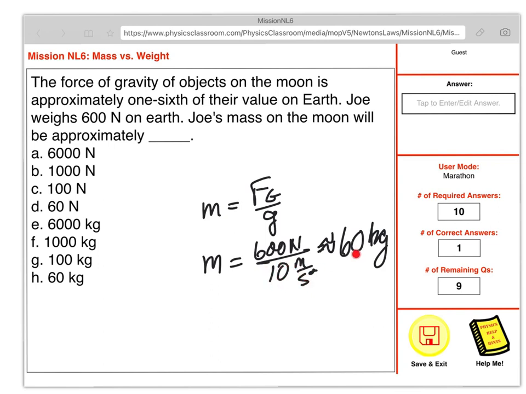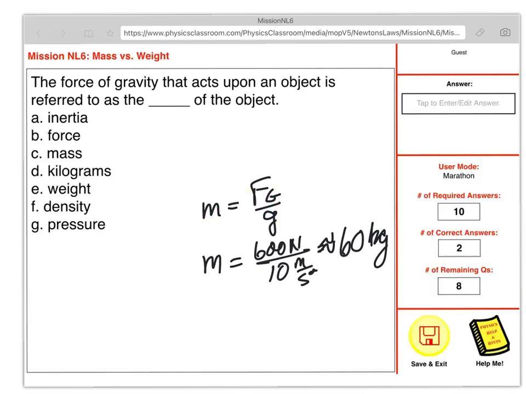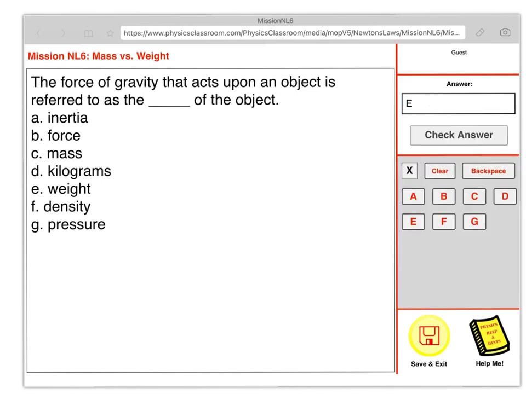And if I use 9.8, it comes out a little bit bigger than 60, but it says approximately. So I just use 10. I don't have to use my calculator. 600 newtons divided by 10 meters per second squared gives me approximately, notice these wiggly lines, that means approximately equal to 60 kilograms. We'll check that. Okay. The force of gravity is the weight of the object.